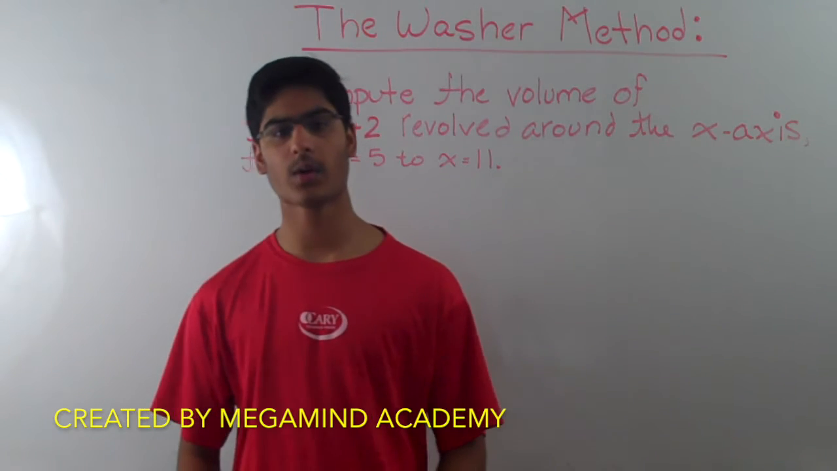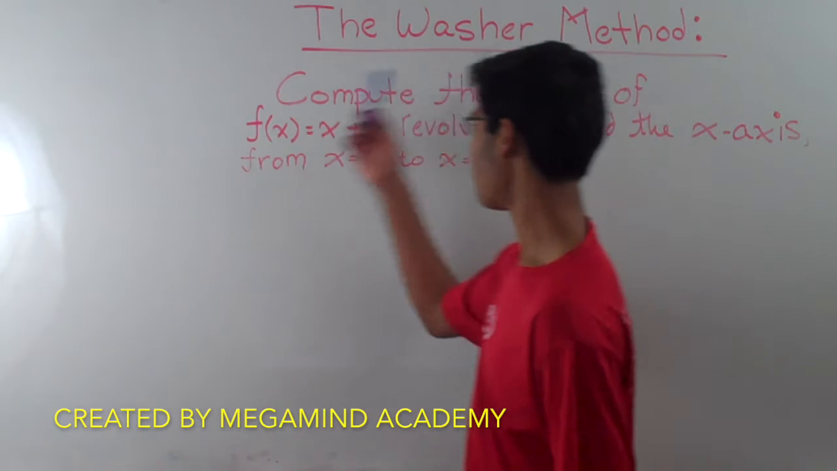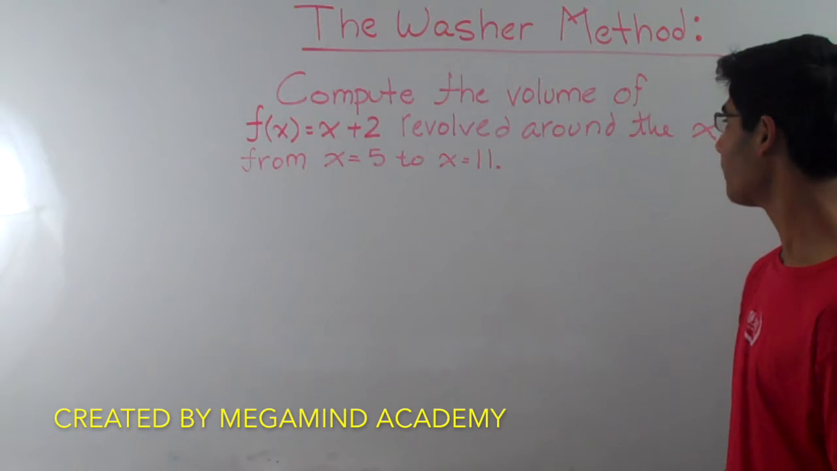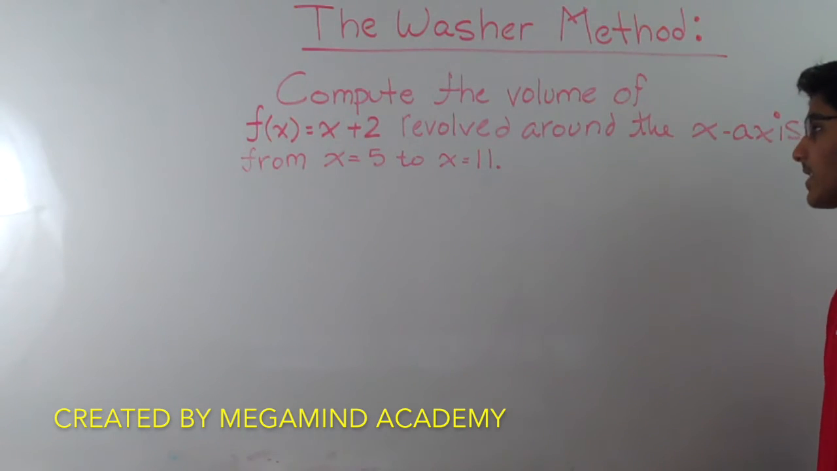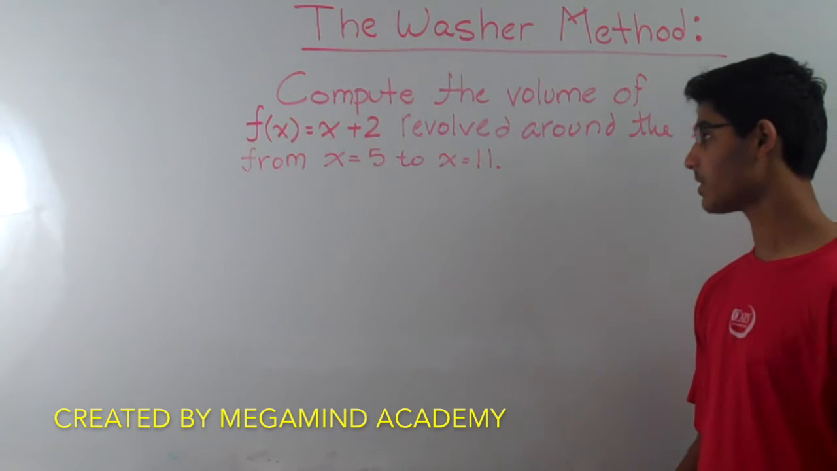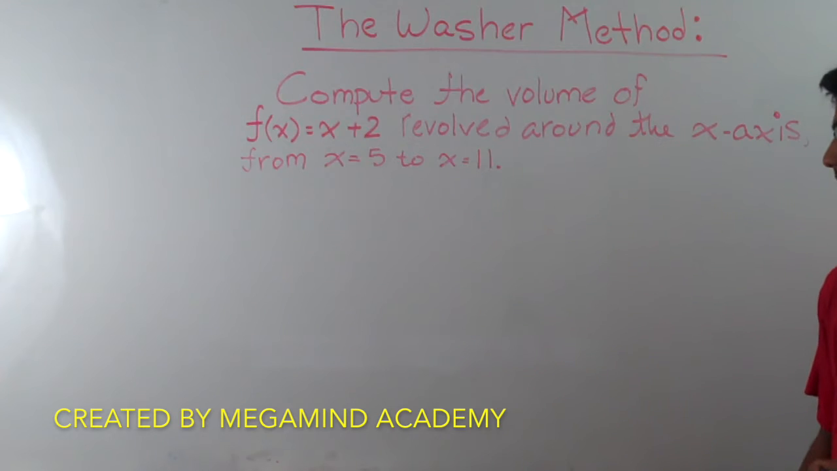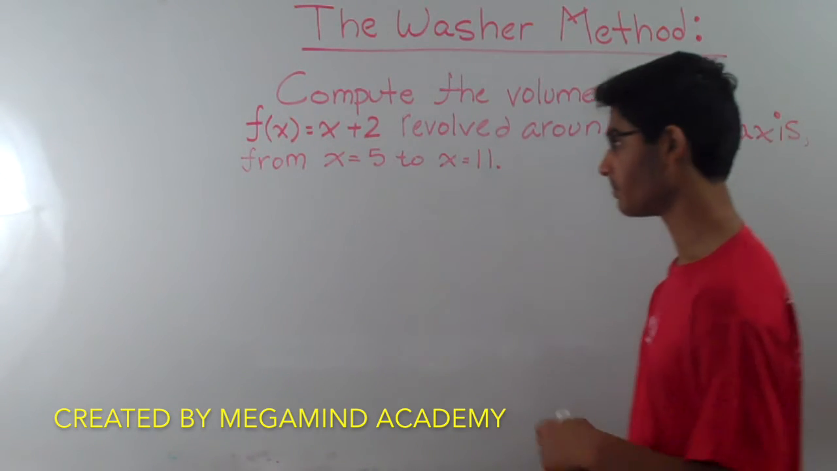Hi! Today we're going to learn about the washer method in calculus. Let's say we have to compute the volume of f of x is equal to x plus 2 revolved around the x-axis from x equals 5 to x is equal to 11. So let's first draw out what we're looking at.